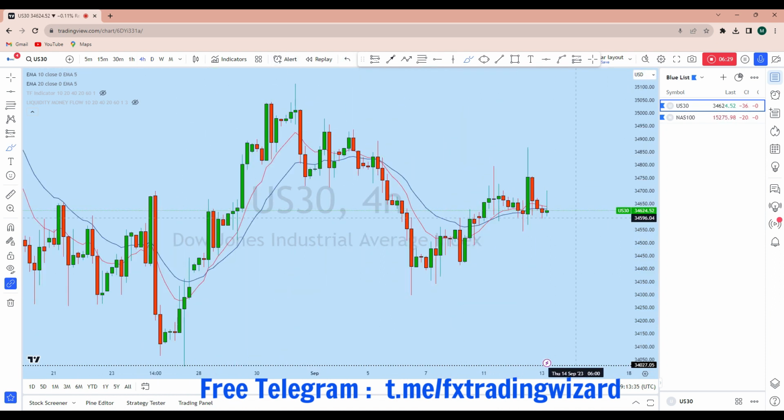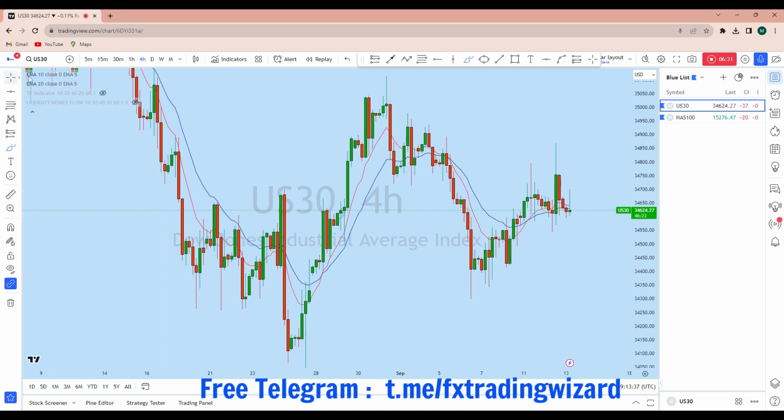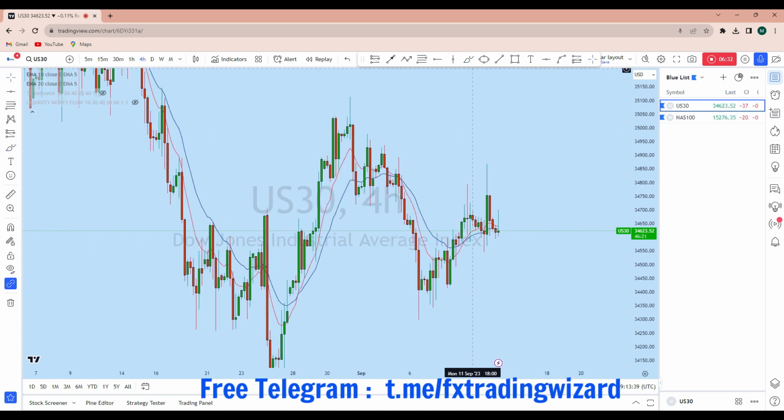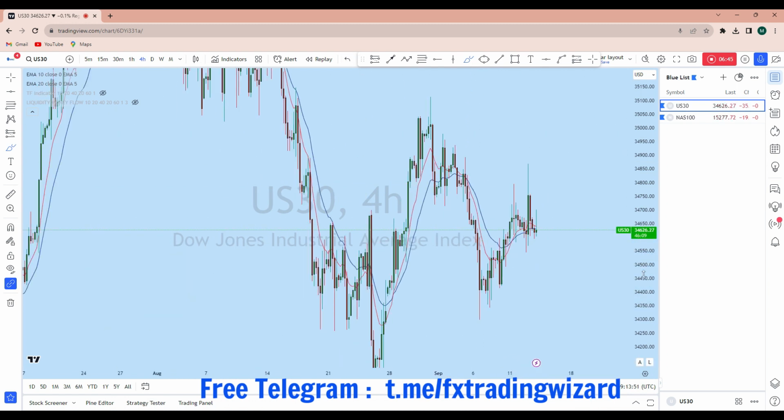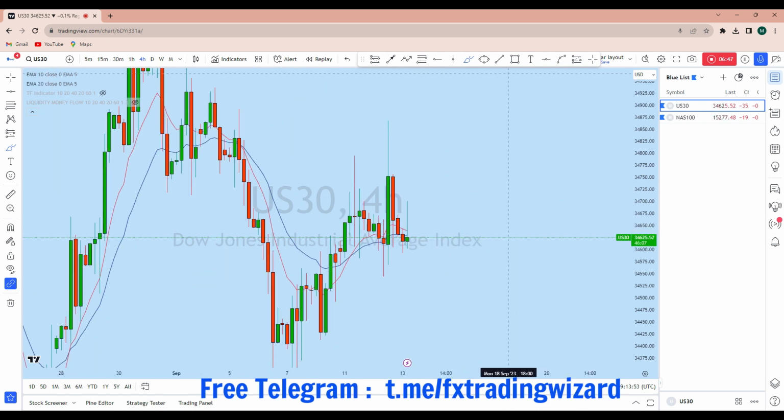Looking at a further lower time frame, we can see that on US30 there is a long wick candle here. With that long wick candle, the price is forming a head and shoulder, which gives a high probability for US30 to break to the downside to create a new lower low. This is where I will be waiting as well.